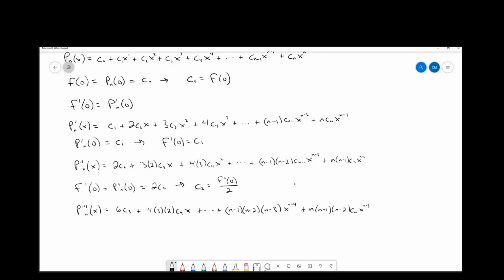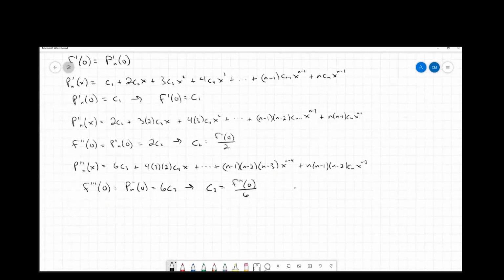Again, what we want to see is we want the third derivative at 0 to be equal to the third derivative of the polynomial at 0. And if you look at the third derivative, the only term that's left after you plug in 0 is just going to be that 6. So we're going to get 6c3, and that tells us that the fourth coefficient of this polynomial had better be equal to the third derivative of the function evaluated at 0 divided by 6. Remember that 6 was 3 times 2. Okay, now I think the pattern might be emerging here.